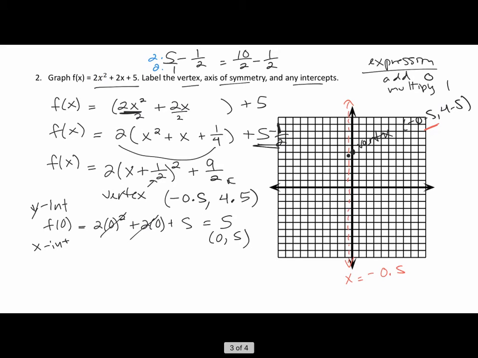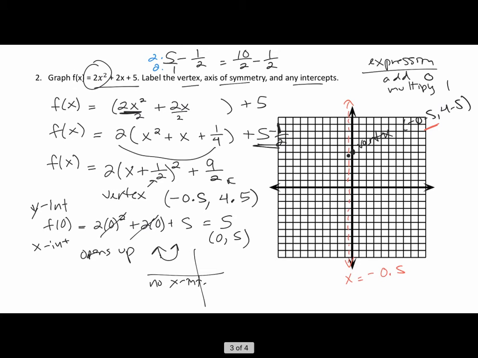But remember that helpful hint. We have a vertex in the second quadrant. And does this open up or down? It's positive, so this opens up. So that means we're not going to have any x-intercepts, right? There's no x-intercepts. So we need some more points here.